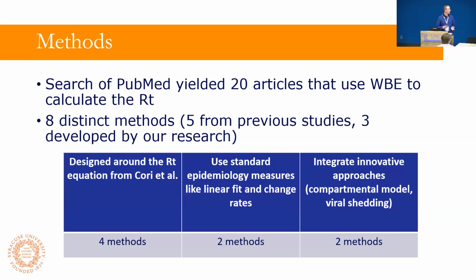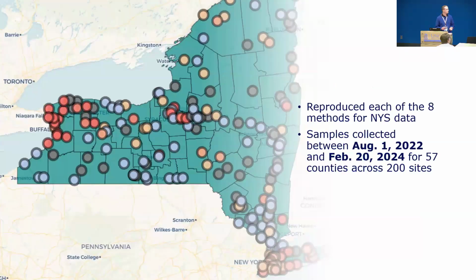4 of them were built around the equation that Corey and colleagues developed. 2 of them were actually quite straightforward. They used basic epidemiology measures of just lining up the linear change in quantification of the virus, and then looking at just the change over time in the rate of that value. And then there were 2 methods that were a little more innovative, using compartmental modeling and viral shedding approaches.